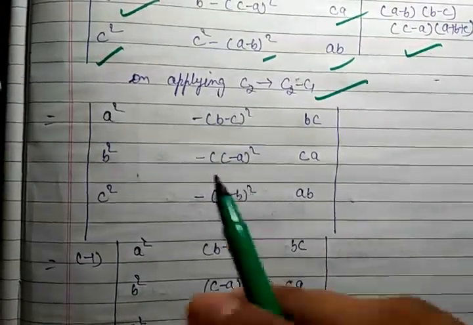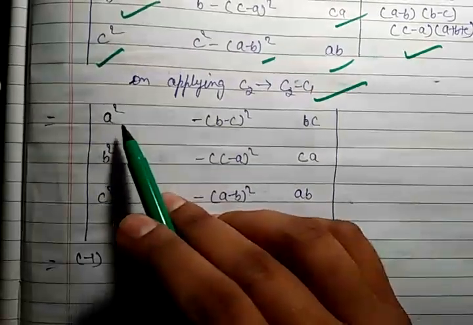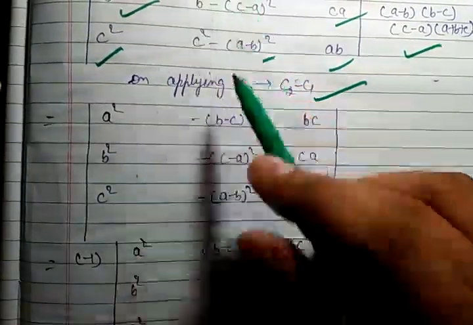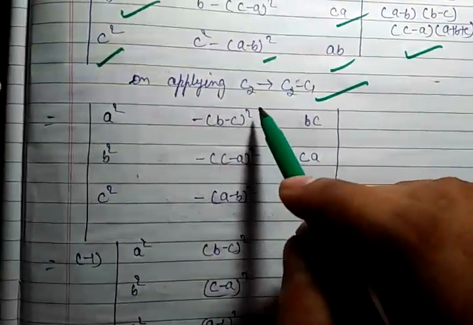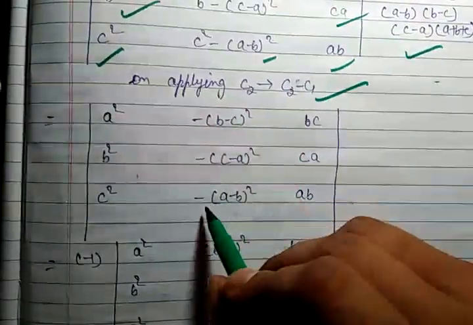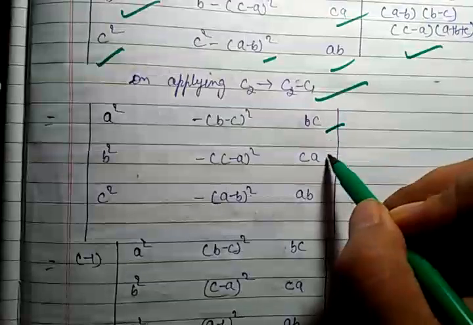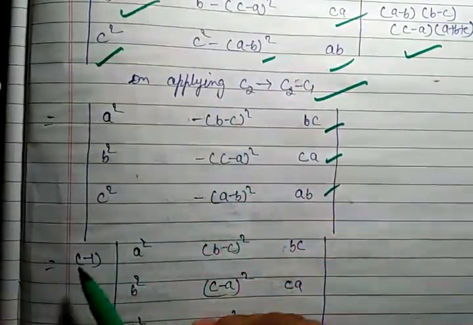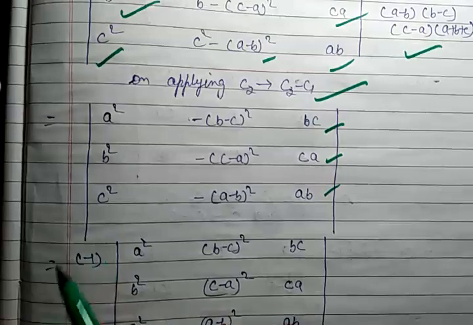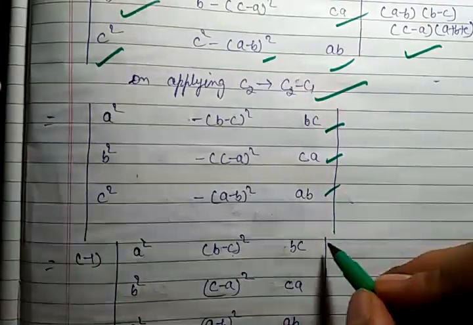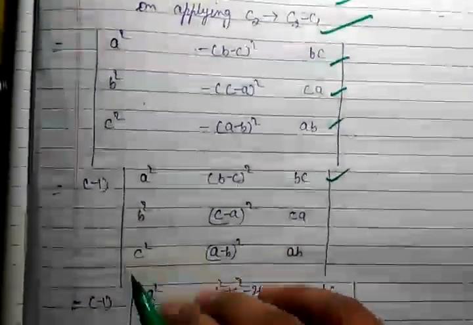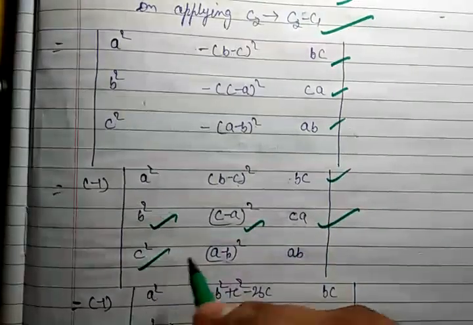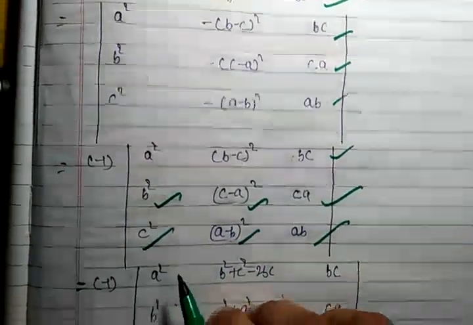Okay. So now what you will get here A square, B square, C square, and here you can see that you will get minus B minus C का whole square and minus C minus A whole square minus A minus B का whole square. Here B, C and AB. Taking out this minus 1 common from C2, you will get minus 1 outside of this determinant, and you will get A square, B minus C का whole square, BC. And B square, C minus A whole square and CA and C square, A minus B whole square, AB.